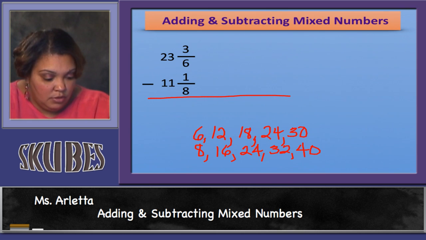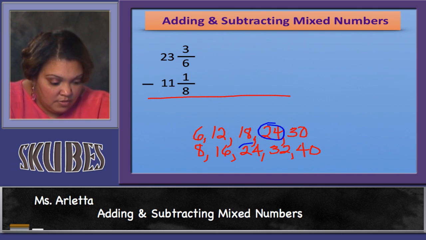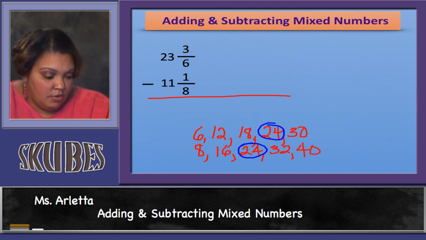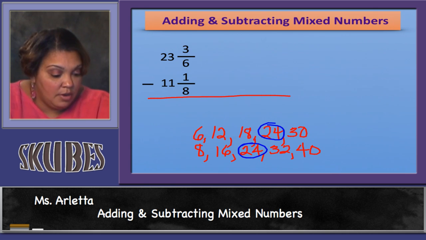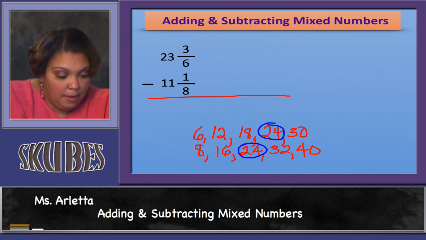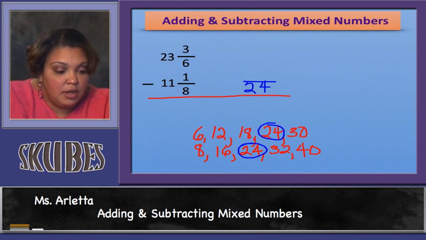Now, between these two lists, do you see any numbers in common? See that we have a 24 in common. Is there anything lower than those two numbers? No, there isn't. We always go with our least common denominator. So in this case, our least common denominator will be 24. So I'm going to place the 24 as my denominator for that number and 24 as my least common denominator for that one.